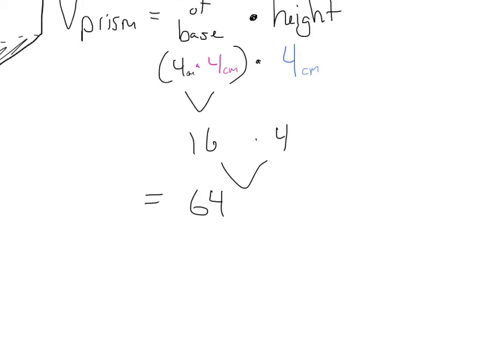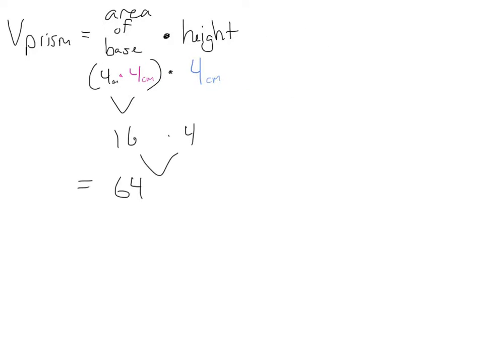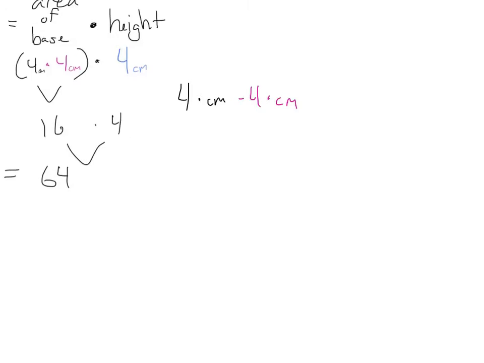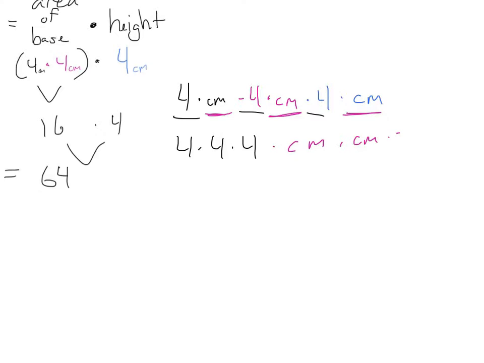Okay, so I want to show you something. If we were to break that up using the commutative property of multiplication, I could say 4 times centimeters times 4 times centimeters times 4 times centimeters. Then let's group what we would call like terms. So I have a 4, a 4, and a 4, so 4 times 4 times 4. And then I have centimeters times centimeters times centimeters.